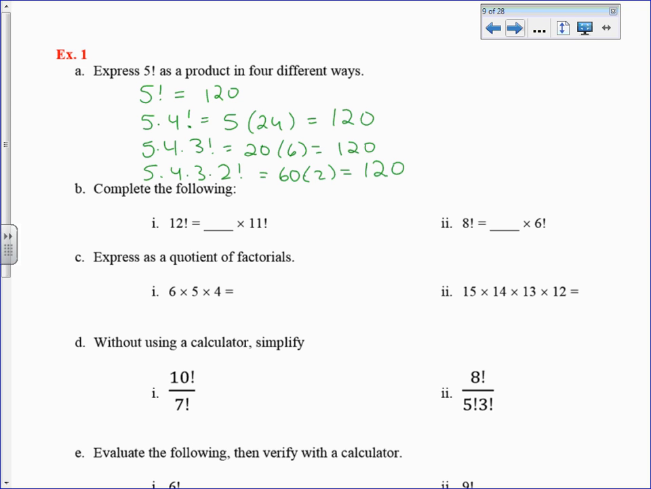For part B, we just want to fill in the numbers that we need to in order to make the left side equal the right side. So 12 factorial is just equal to 12 times 11 factorial. And we're just completing them, we're not actually evaluating them. 8 factorial, we're missing the 8 times the 7 times 6 factorial.